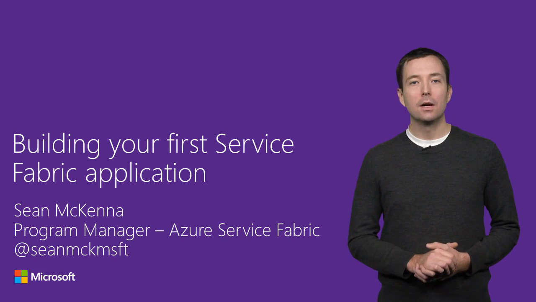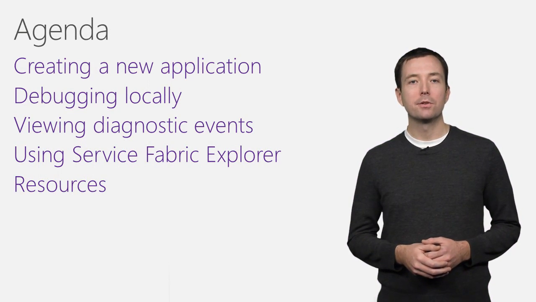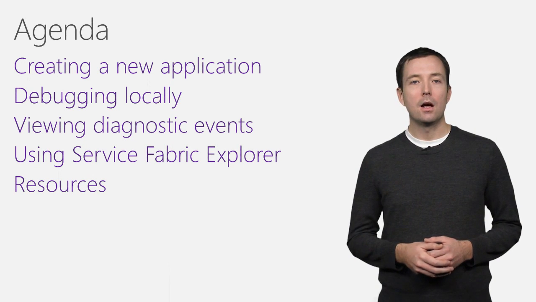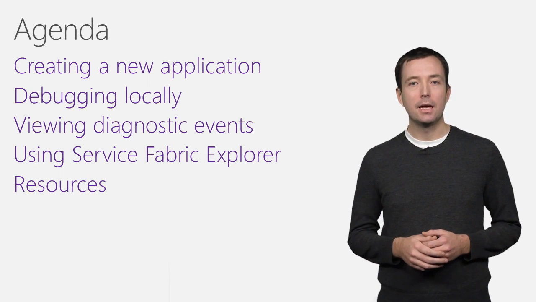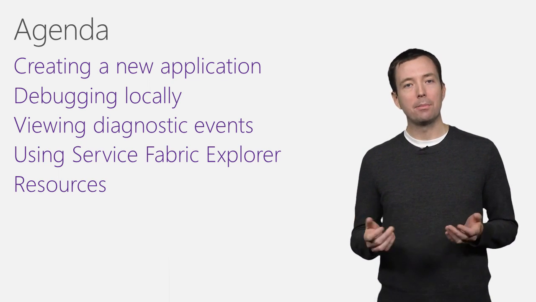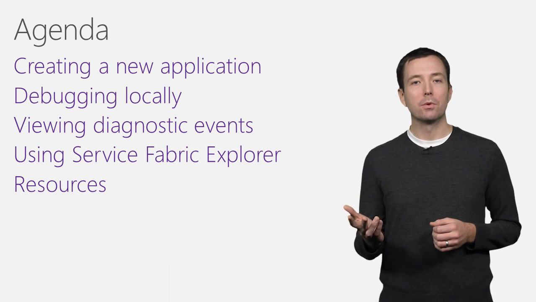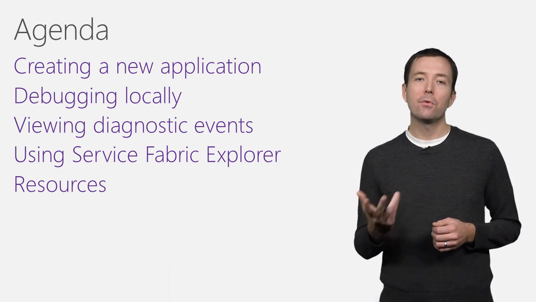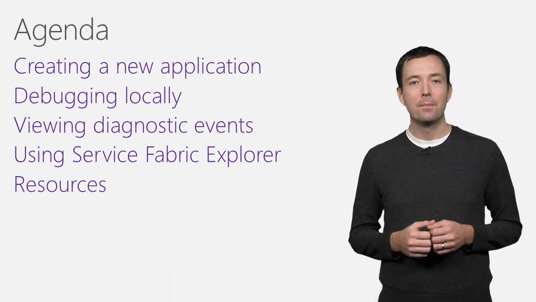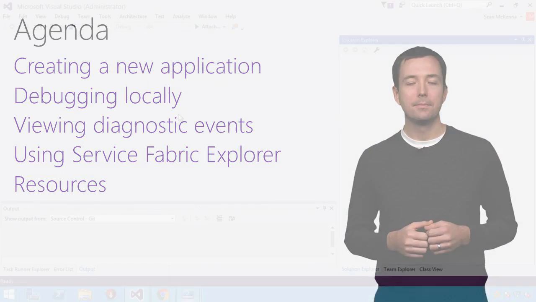In this video, I'm going to show you how to use the Service Fabric SDK to build microservice-based applications. I'll cover how to create your first application and debug it using Visual Studio. We'll then take a look at how to inspect your application in the Diagnostic Event Viewer, and how to use Service Fabric Explorer to visualize your cluster and perform some basic management actions. Finally, I'll share some additional resources that can help you get started.